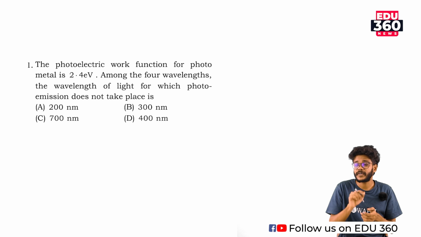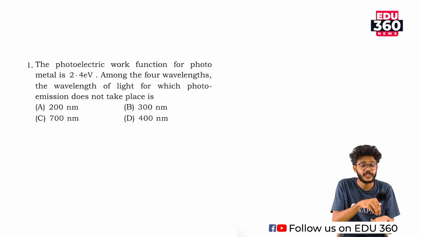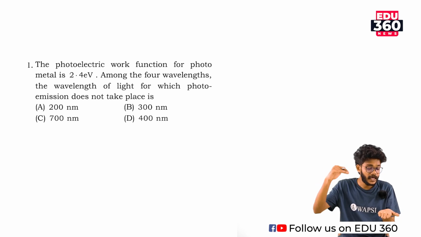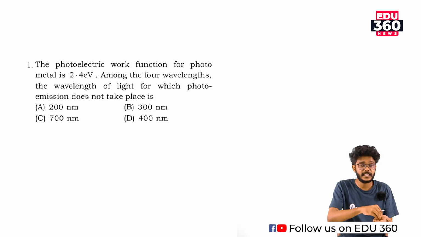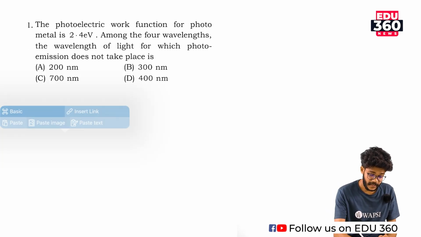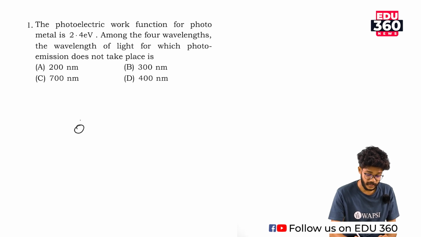When a photon of specific energy comes to the metal, a work function has to be overcome to eject an electron from the surface. Okay, so the photon is coming, hitting the metal, and it is ejecting an electron with a specific energy. Okay, so the work function we can note as phi naught.